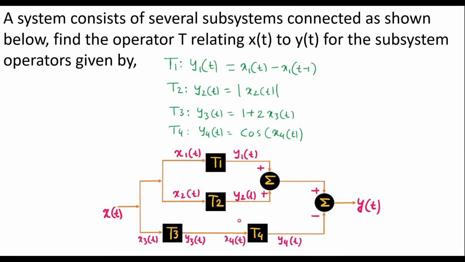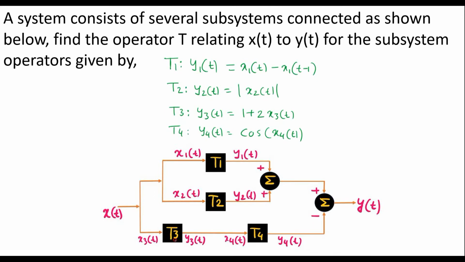This is the given system where it consists of subsystems T1, T2, T3 and T4. Here each system will perform particular operation that is defined here. That is, for T1 the input is x1 of t, output is y1 of t. The output of T1 system is given by x1 of t minus x1 of t minus 1. Similarly T2, here it has x2 of t as input, y2 of t is the output. Y2 of t output is defined here, that is magnitude of x2 of t.